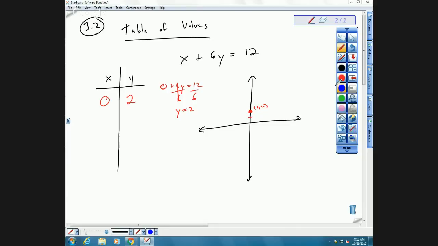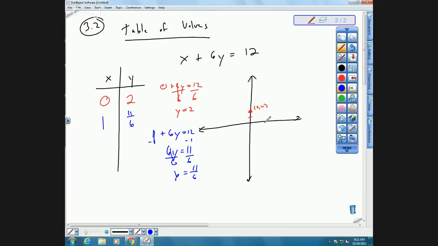I think the math of 1 makes you find 2. So what's another point? 1. So just keep it small. Do 1. So if I plug in a 1, that's going to give me a fraction. That's fine though. So here you subtract 1 from both sides, and we get 6y equals 11. When you divide by 6, you get y equals 11 over 6. So that point is on this line.